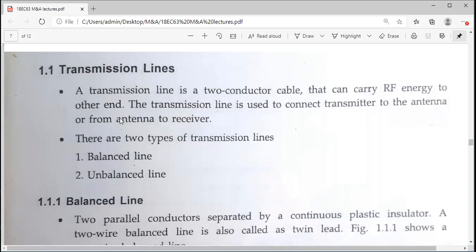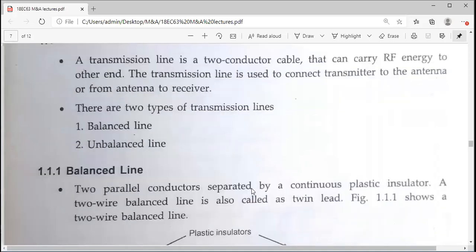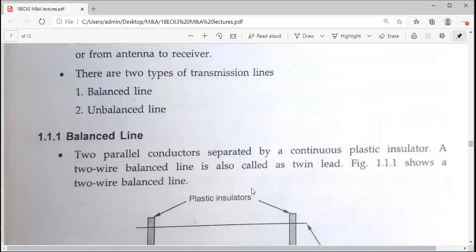So the main word, transmission, suggests it carries. Okay, it acts as what? It is a conveyor. It makes it convenient to carry things from one point to the other point. So there are basically two different types of transmission lines: one is balanced, the other one is unbalanced. No need to go into depth on these. I'm just giving you this general information.